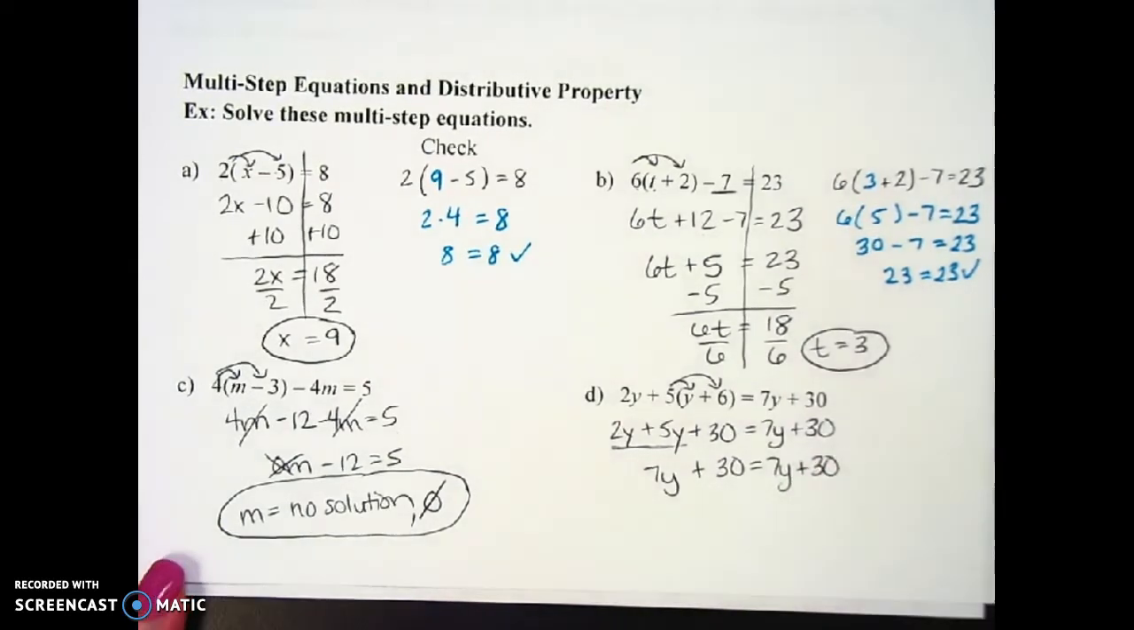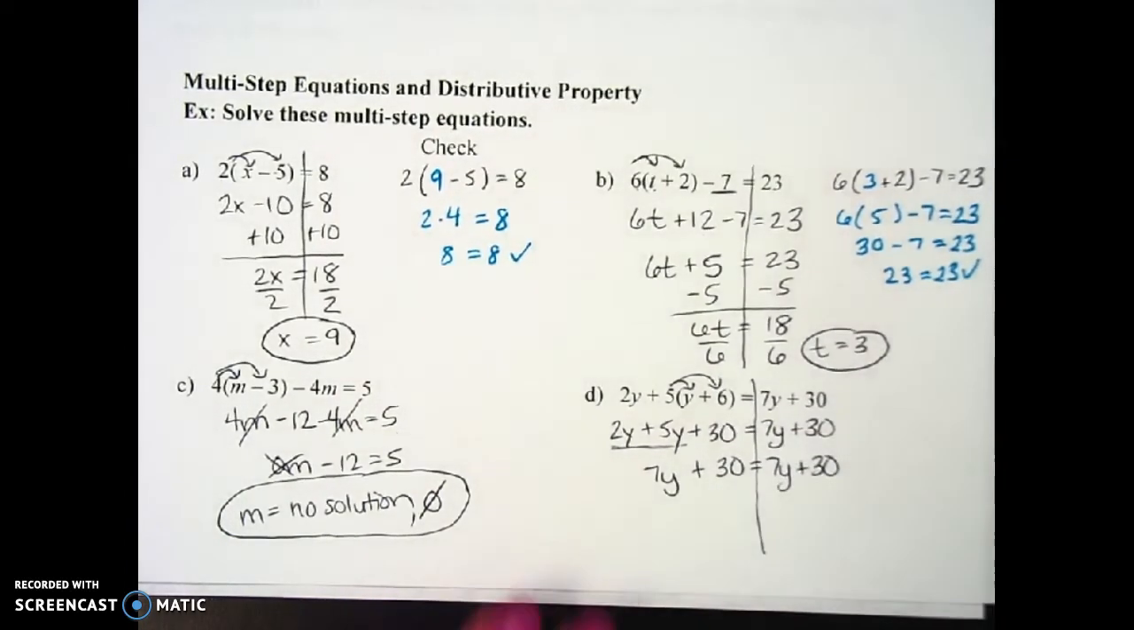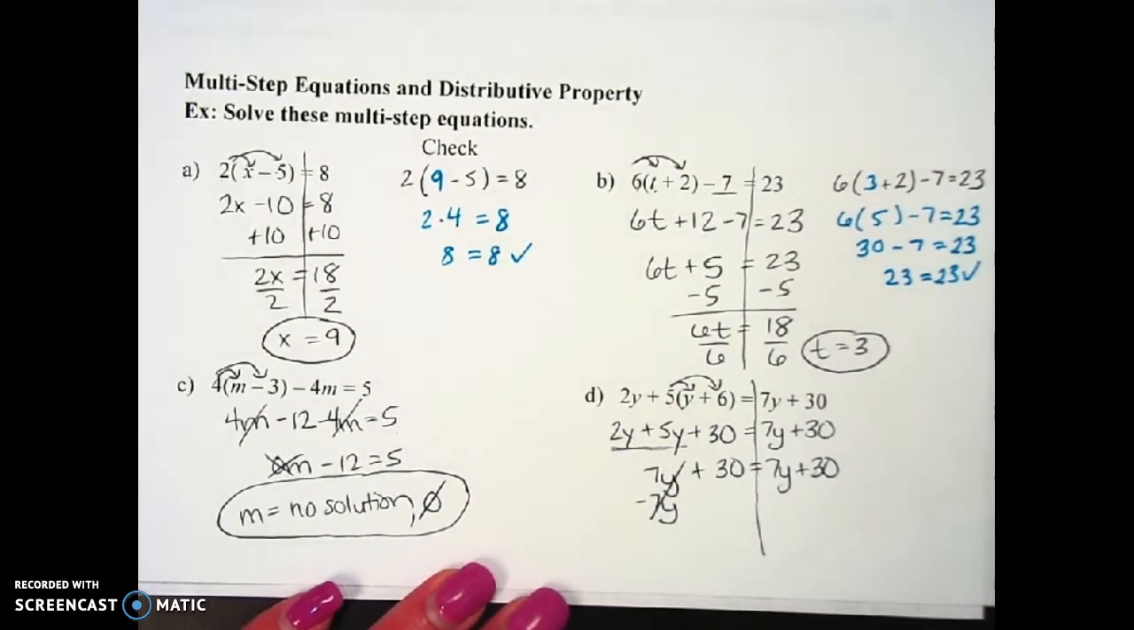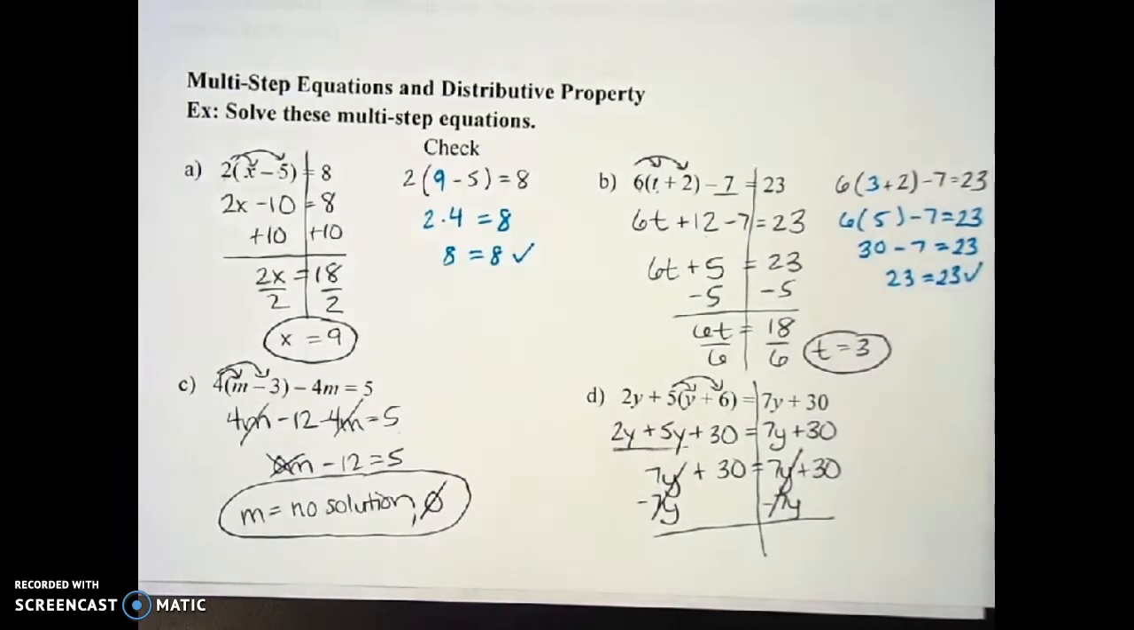Copy down the other side. So now I've simplified it as far as I can. I get rid of my parentheses. I combine my like terms. I can go ahead and draw that balance beam and start doing things on both sides. My goal is to get y on just one side. So if I canceled 7y on this side, well, the 7y canceled on that side as well. 7y and 7y are both 0y.